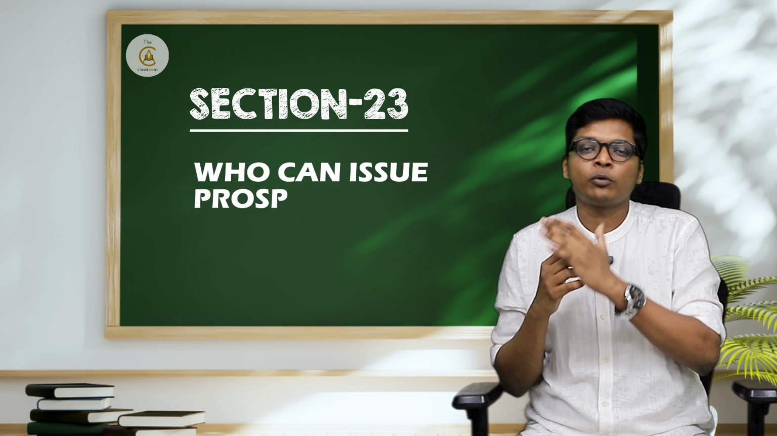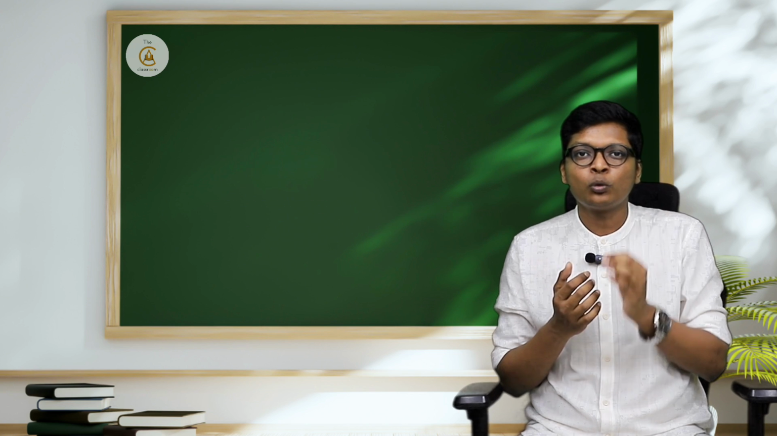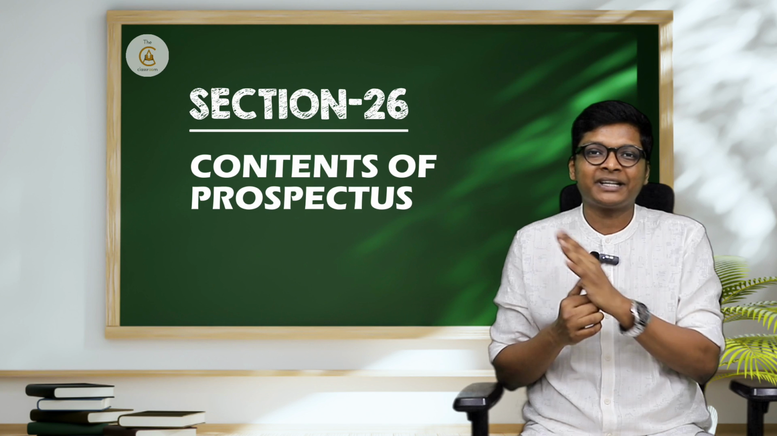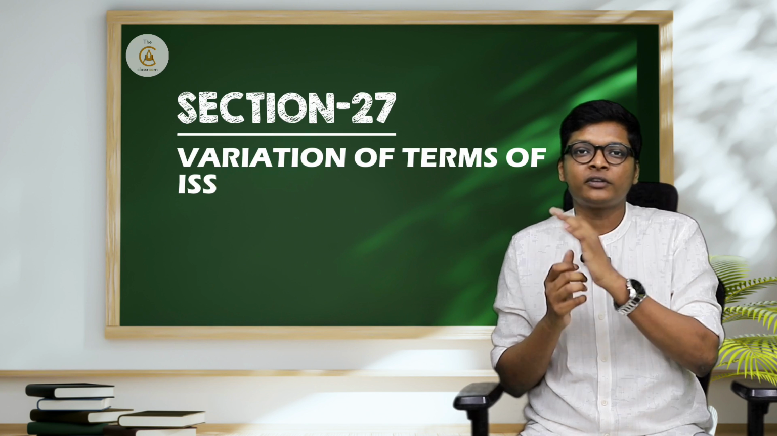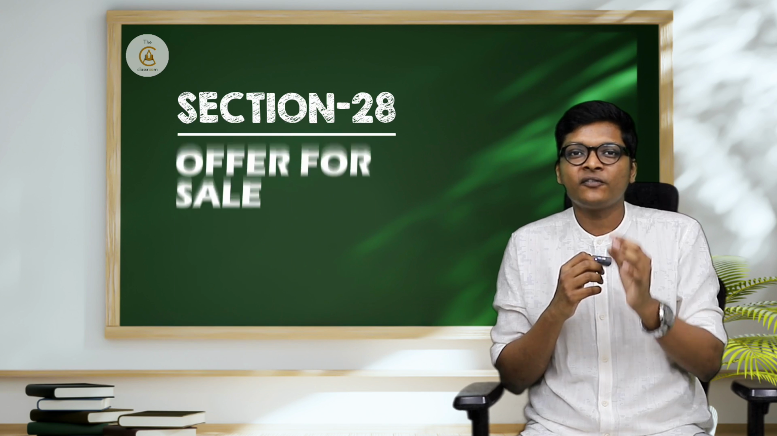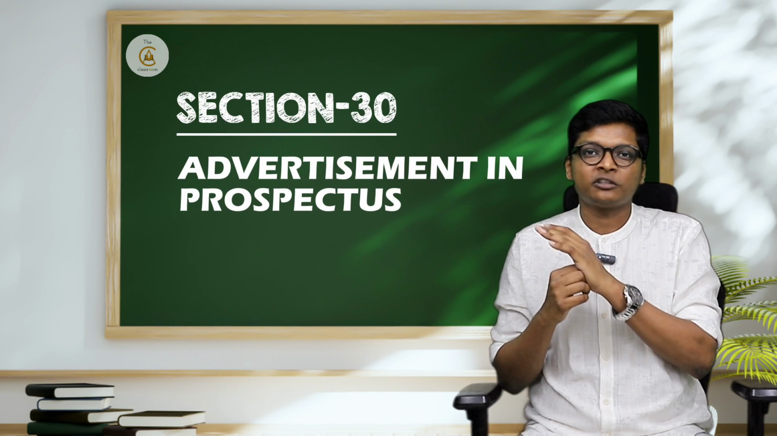23 is who can issue prospectus. 24 is SEBI's power in terms of prospectus issue. 25 is deemed prospectus. 26 is contents of prospectus. 27 is variation of terms of issue of prospectus, changing the money unused. 28 is offer for sale. 29 is demat, and 30 is advertisement in prospectus.